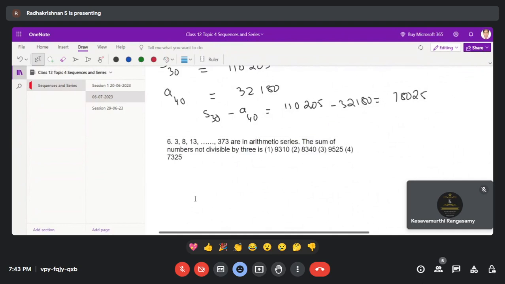Okay. So there are certain numbers 3, 8, 13 up to 373. This is an arithmetic series. The sum of numbers not divisible by 3. What is that? So Sahana, I think you should be able to solve it. Sundaresan, I hope you solved it, right? Yeah, sir. Do it, Sahana. Let's see.